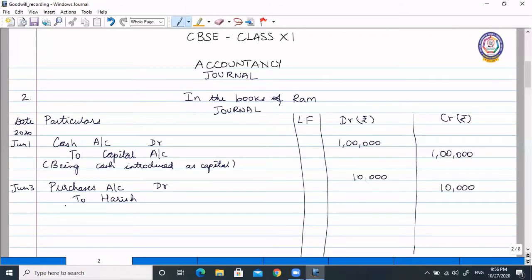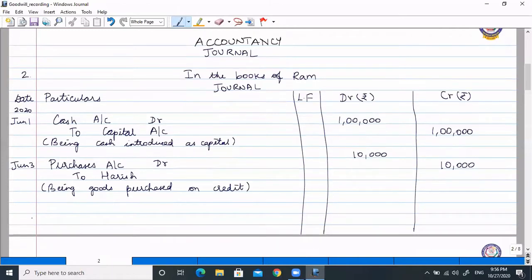Now, narration. Being goods purchased on credit. Okay. Next is on June 5th, purchased goods for cash rupees 8,000.